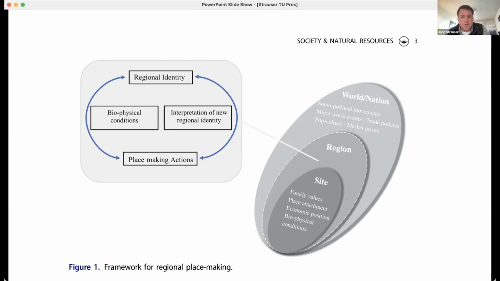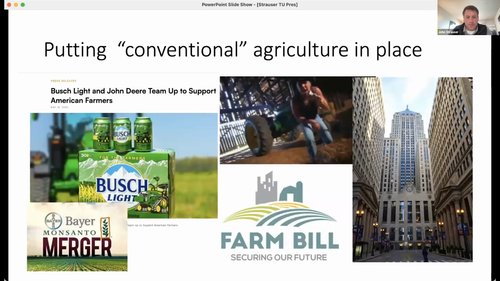So I got into this idea of how regions are constructed and how that informs the context in which decisions get made. And if all of that sounds complicated, let me just put it simply. We have a lot of different things in society that direct what should be seen as an acceptable way to farm. It could be things like advertising campaigns.